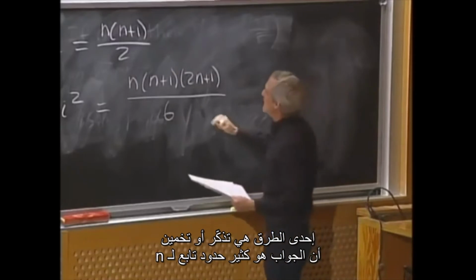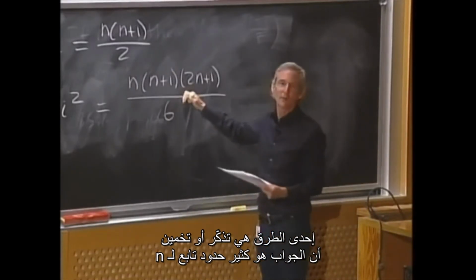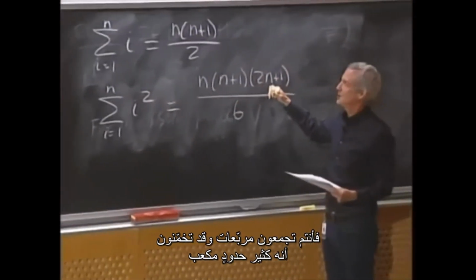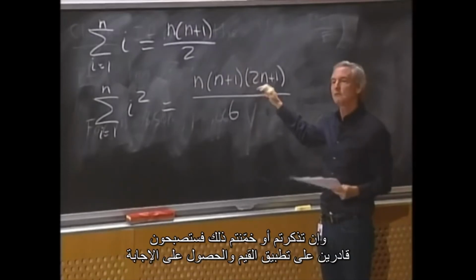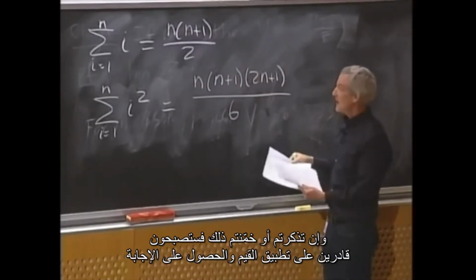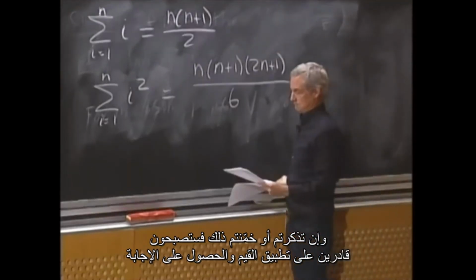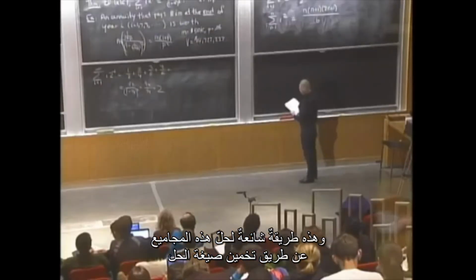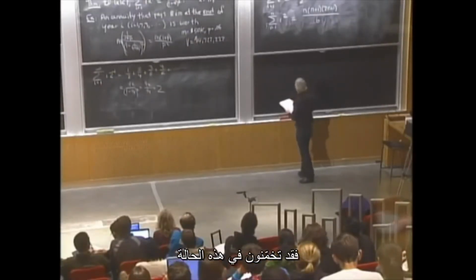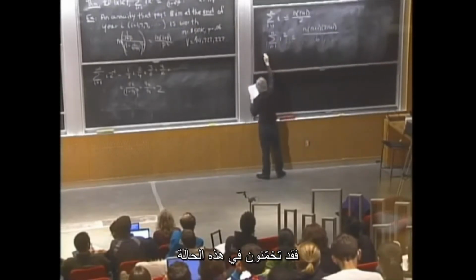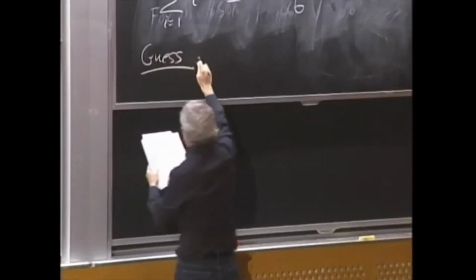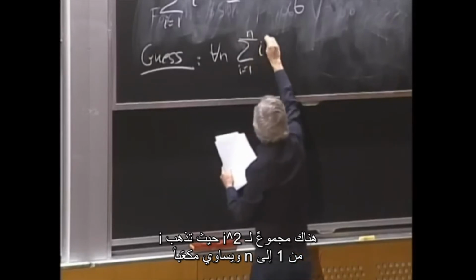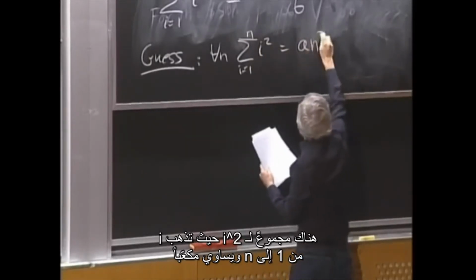One is you could remember or guess that the answer is a polynomial in n. In fact, because you're summing squares, you might guess that it's a cubic polynomial in n. And if you remember just that or guess just that, then you could actually plug in values and get the answer. A common method of solving these sums is you sort of guess the form of the solution. In this case, you might guess that for all n, the sum i equals 1 to n of i squared equals a cubic.